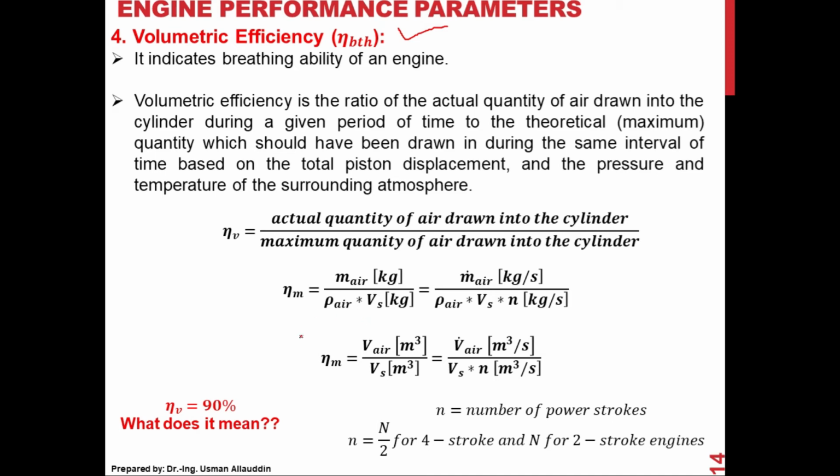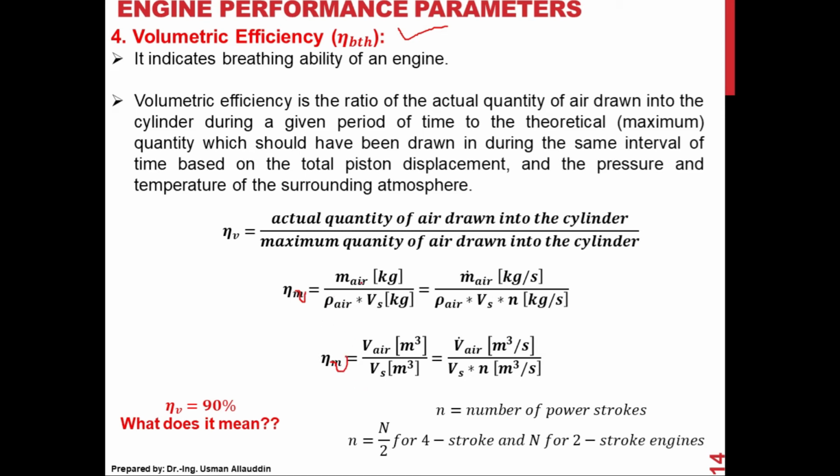So 100% means the actual quantity of air is equal to the maximum quantity of air that can be drawn into the cylinder. So what is the formula for volumetric efficiency? This is a typo mistake. It should be V. I will correct it in the slides.